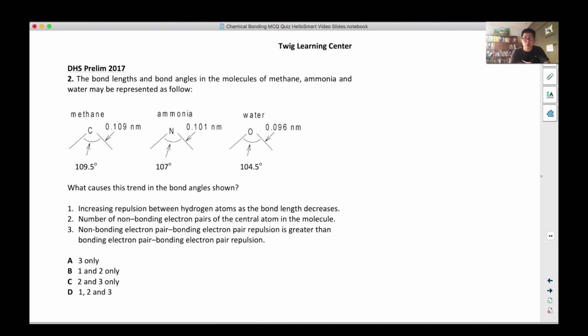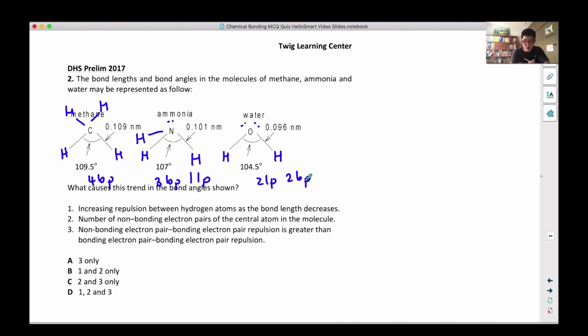All right. So we can see that methane actually has, if I have to draw it nicely, 4 bond pairs. Ammonia actually has, these are actually H's, 3 bond pairs and 1 lone pair. Water actually has 2 lone pairs and 2 bond pairs.